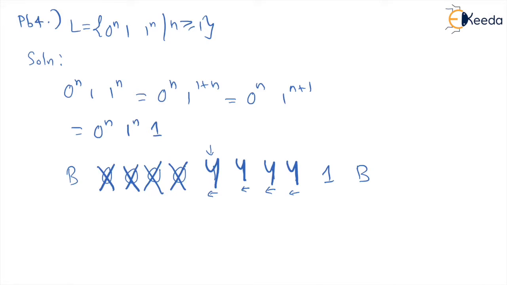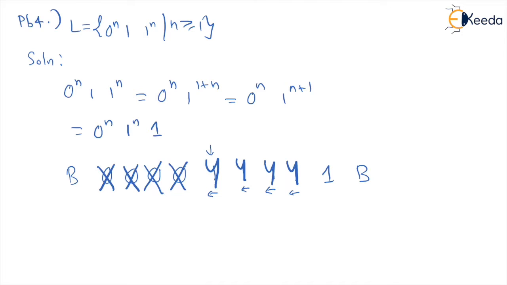Now you stand over here. Now over here to the right of the x, we are unable to find a 0. That signifies that my zeros are over. So as per the logic of a raised to n, b raised to n, my ones should also be over. But my friends, this problem is not talking of that logic. This problem says 0 raised to n, 1 raised to n, followed by a 1.